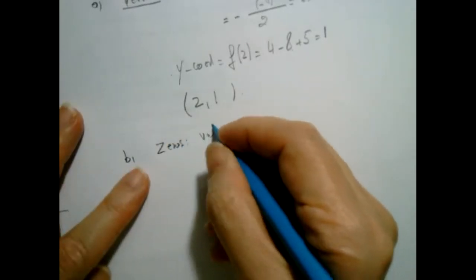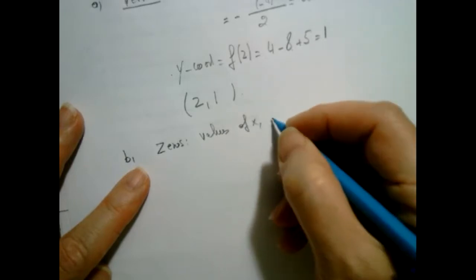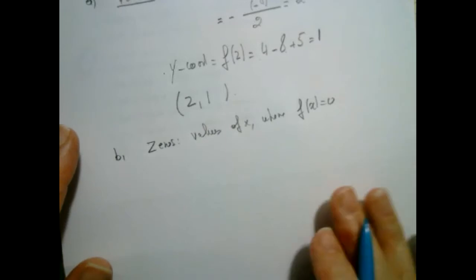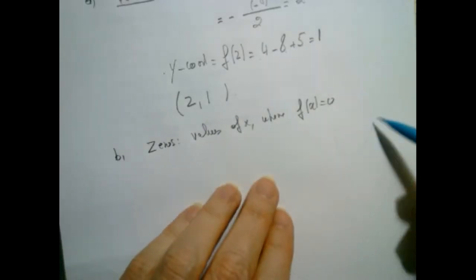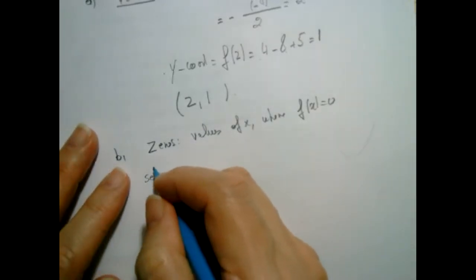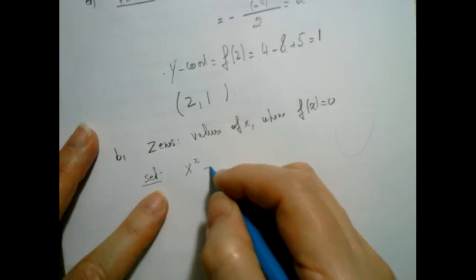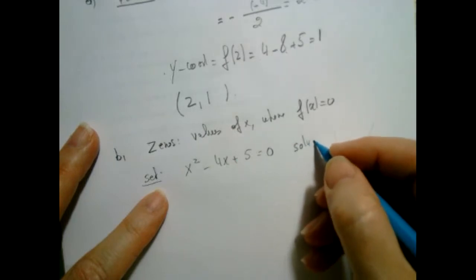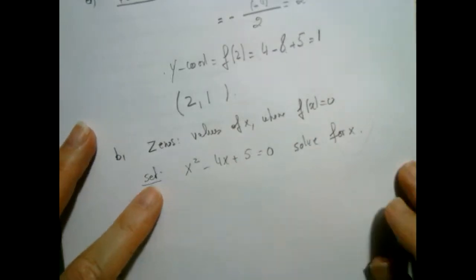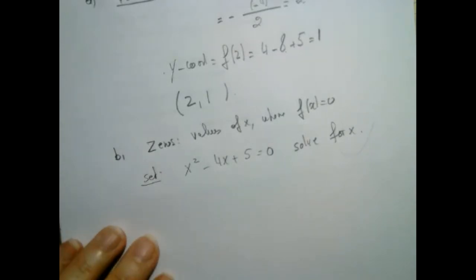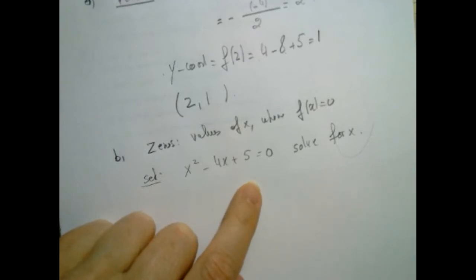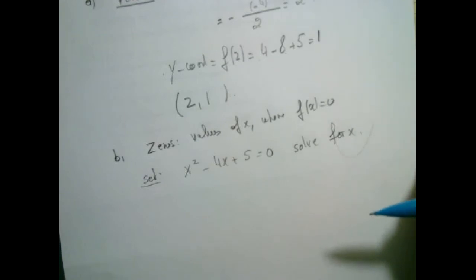The zeros are the values of x where the output of the function is equal to 0. It means where the graph intersects the x axis. To find them, we set the function equal to 0 and solve for x. Now, how do we solve for x? Whenever you have a quadratic, you have two ways: either you factor, or if you can't see how to factor, you use the quadratic formula.